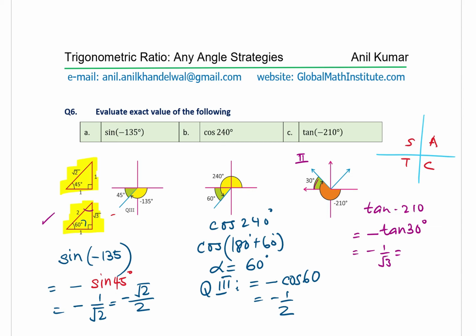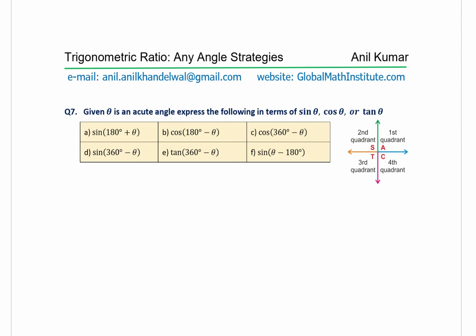Rationalize to give you the answer of square root 3 over 3. Is that clear to you? That is how we can easily find the exact value of trigonometric ratio of any angle. So related acute angle or reference angle helps.